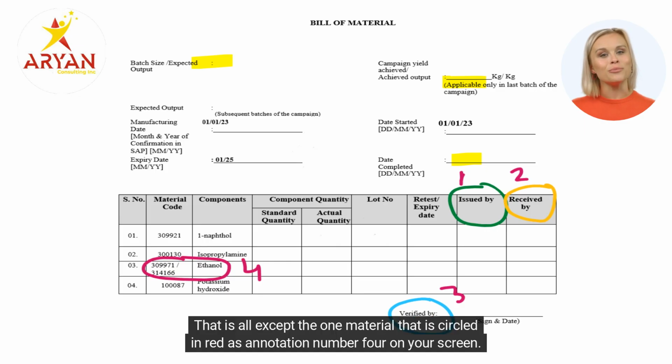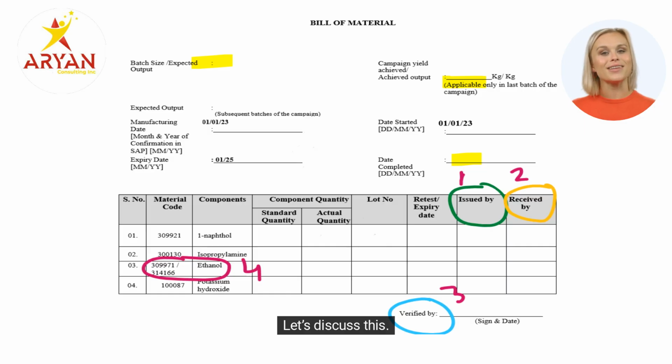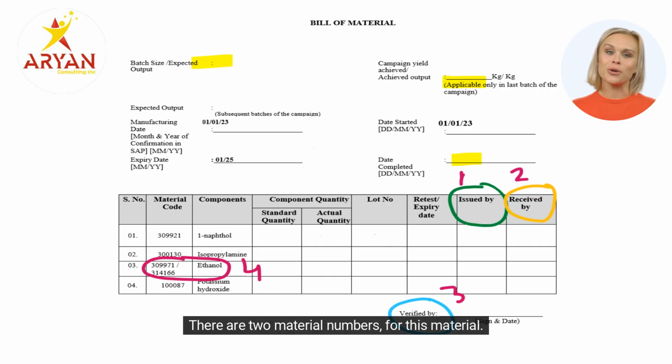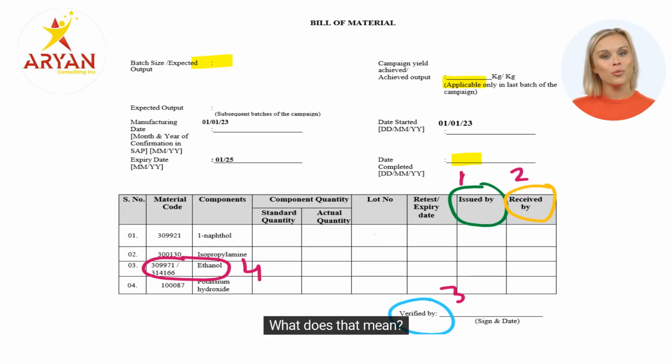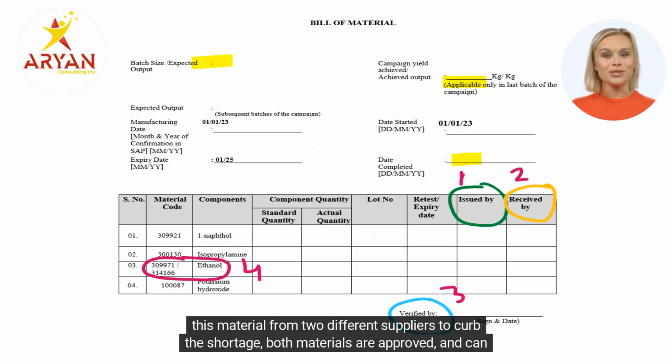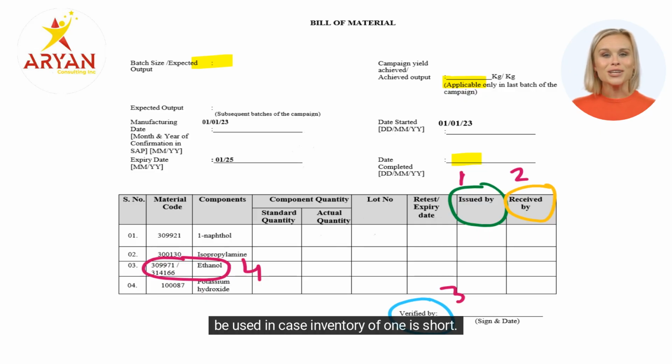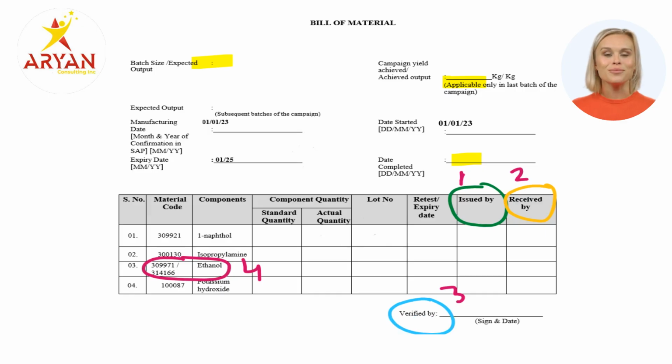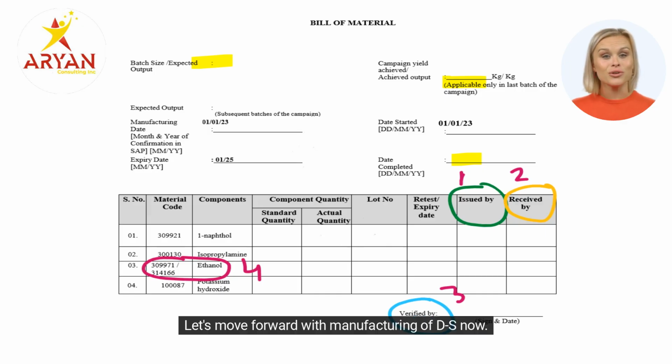That is all except the one material that is circled in red as annotation number 4 on your screen. Let's discuss this. There are 2 material numbers for this material. What does that mean? This means that this raw material is used widely and commonly, therefore the company is buying this material from 2 different suppliers to curb the shortage. Both materials are approved and can be used in case inventory of one is short. Let's move forward with manufacturing of DS now.